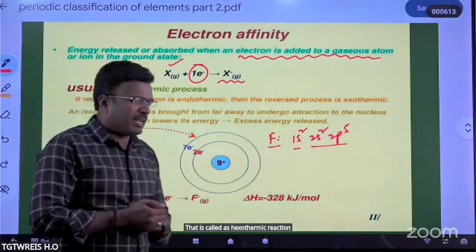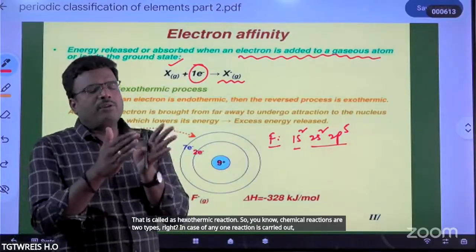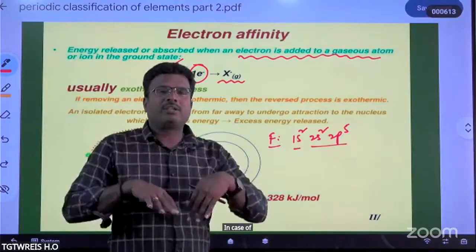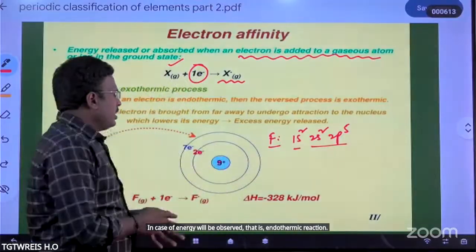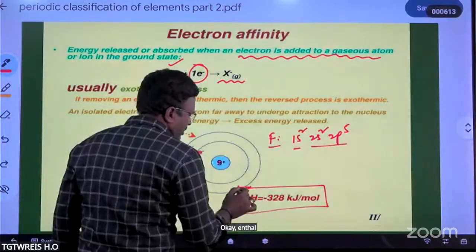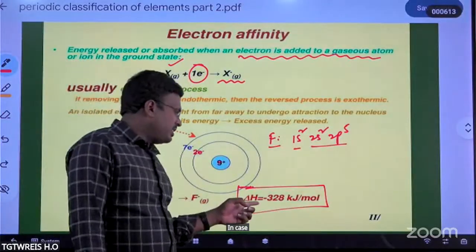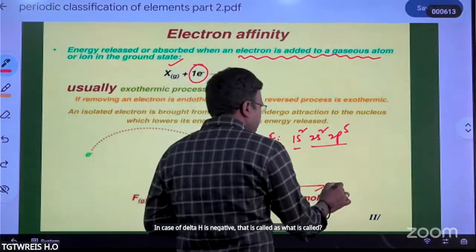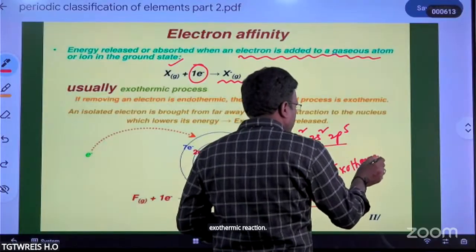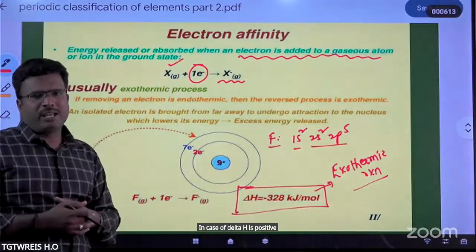You know, chemical reactions are of two types, right? In case any reaction is carried out, if energy is released in the reaction, that is called exothermic. In case energy is absorbed, that is an endothermic reaction, right? So in an exothermic reaction, delta H, the change in enthalpy, is negative. In case delta H is negative, that is called an exothermic reaction. In case delta H is positive, that is an endothermic reaction.